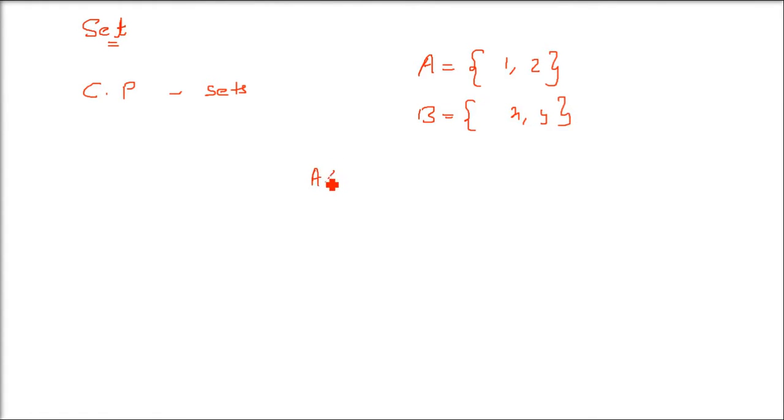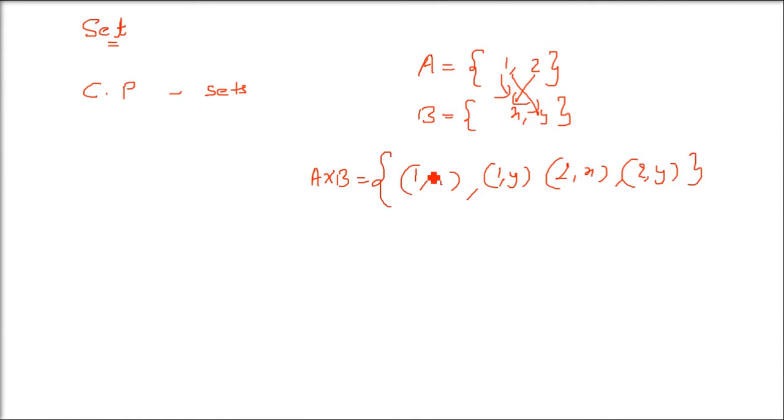Now you see, how do I do A cross B? Because relations and functions all come from this A cross B only. What I am trying to do is write 1 with x as the ordered pair (1, x). Then 1 and y, I am not multiplying it, I am just writing the ordered pair. So (1, x), (1, y). Now 1 is done. Now 2: (2, x), (2, y). So these are the ordered pairs. This is the Cartesian product.